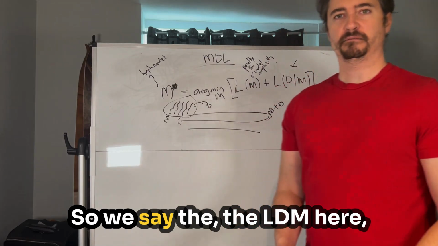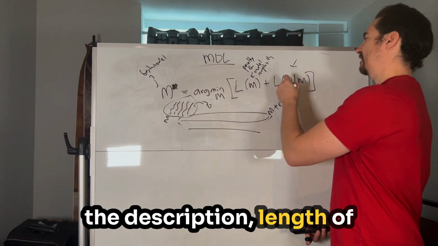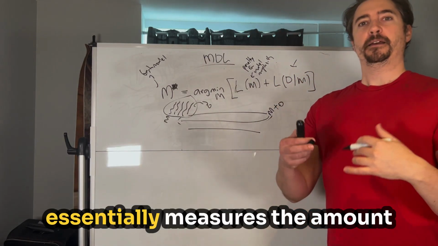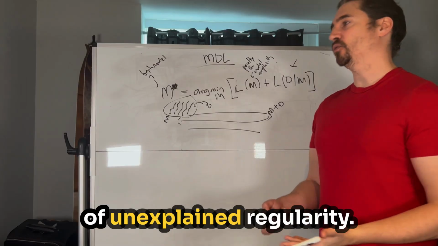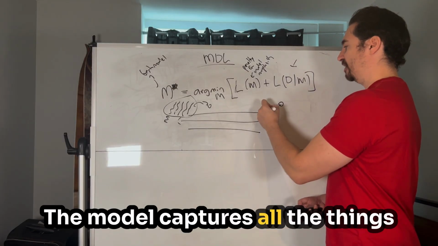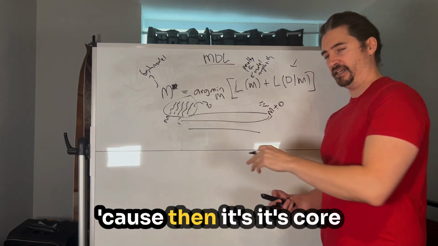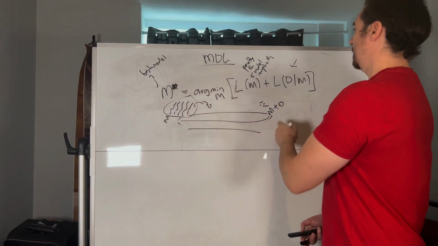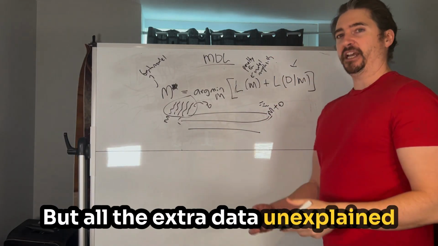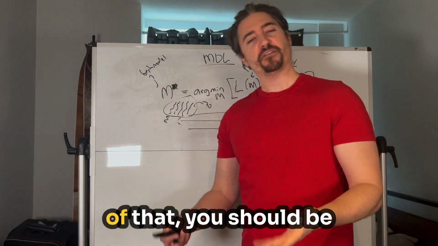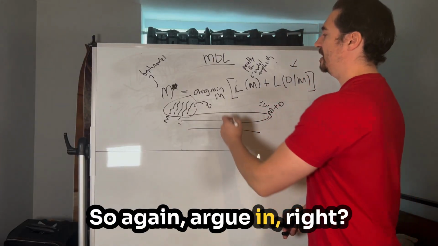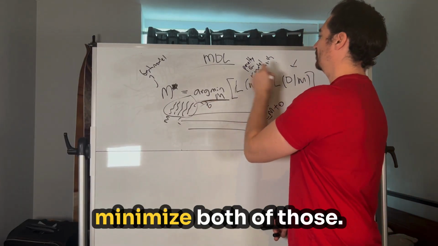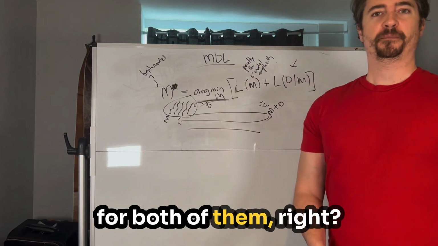Okay, so we say the LDM here, the description length of the data given the model, essentially measures the amount of unexplained regularity. The model captures all the things that are regular in the message, because then it's a core pattern that can just be used to generate more and more. But all the extra data, unexplained regularity, has to be accounted for. If you have too much of that, you should be penalized for it, right? So again, argmin, right, you're trying to minimize both of those. You want to get penalized for both of them, right?